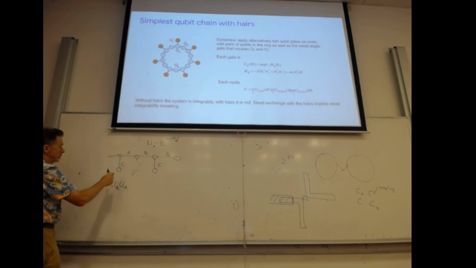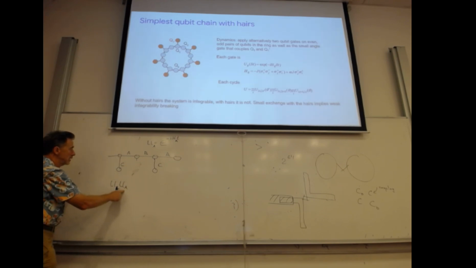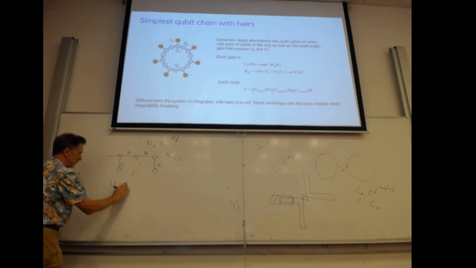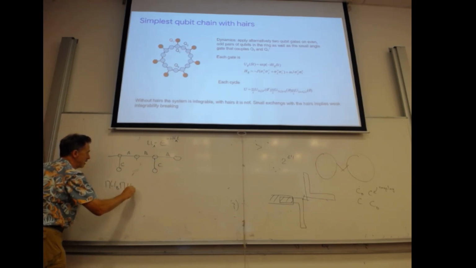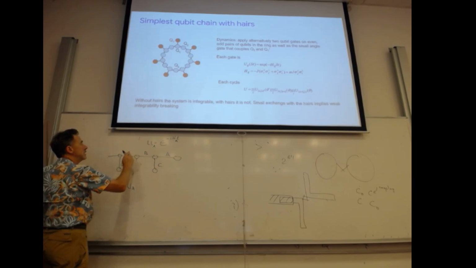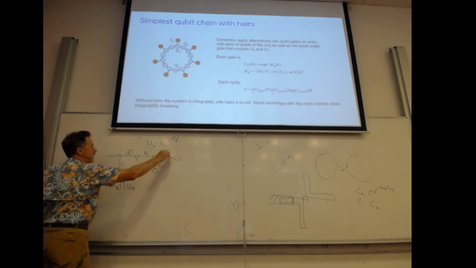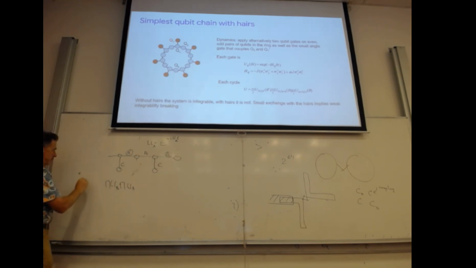So we apply UA on all A bonds, and then UB on all B bonds. So maybe I should better write the product of UB, the product of UA. We apply simultaneously the gate on all bonds A, then the product of UB and the product of UC on all the hairs. If we don't do that, if this is 1, then the system is integrable. So that's a total evolution. It's one step of our evolution.